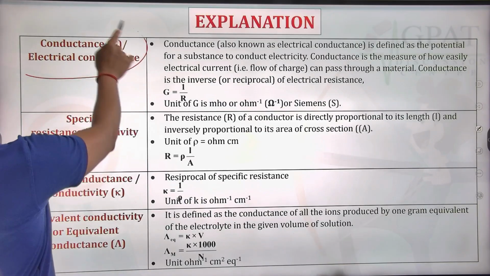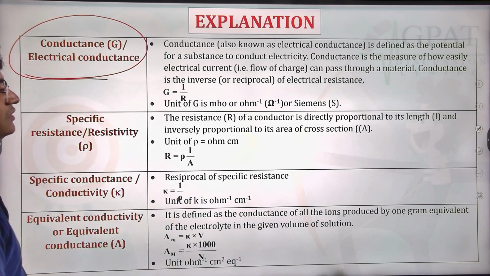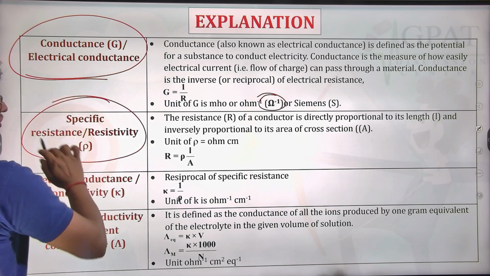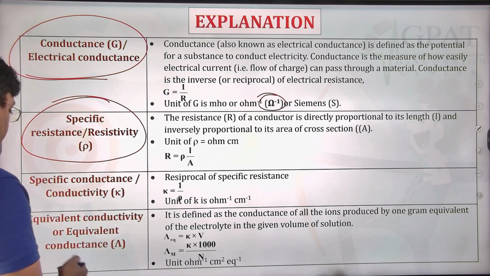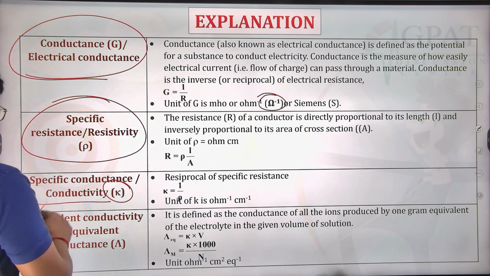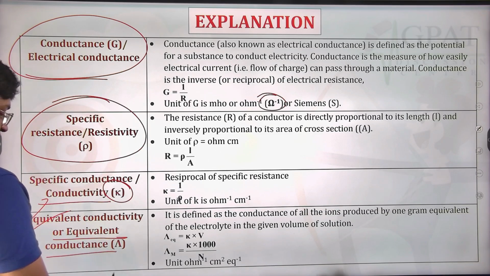We have electrical conductance, that is ohm inverse. We have specific resistance, also known as resistivity, that is represented by rho. Specific conductance or conductivity is represented by kappa. Equivalent conductivity or equivalent conductance is here, the right answer.